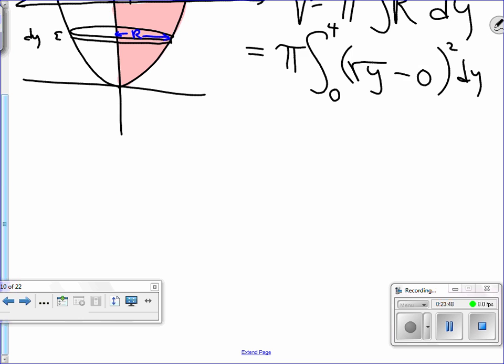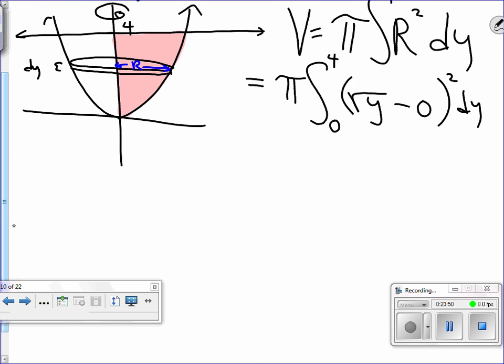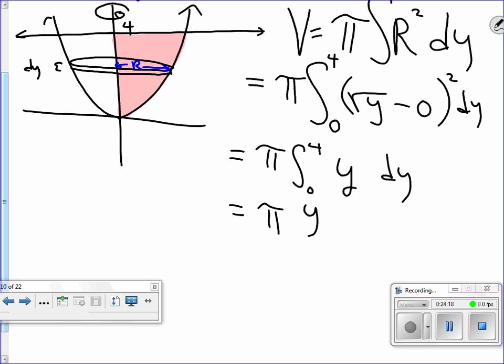So what would you do next? Okay. Yeah, the square and the square root. So we're going to square the radius, and that's just y. Okay, we square the radius. Now what? Integrate. Find that antiderivative. What is the antiderivative of y? Y squared over 2. I like it. And we have to evaluate that from 0 to 4.